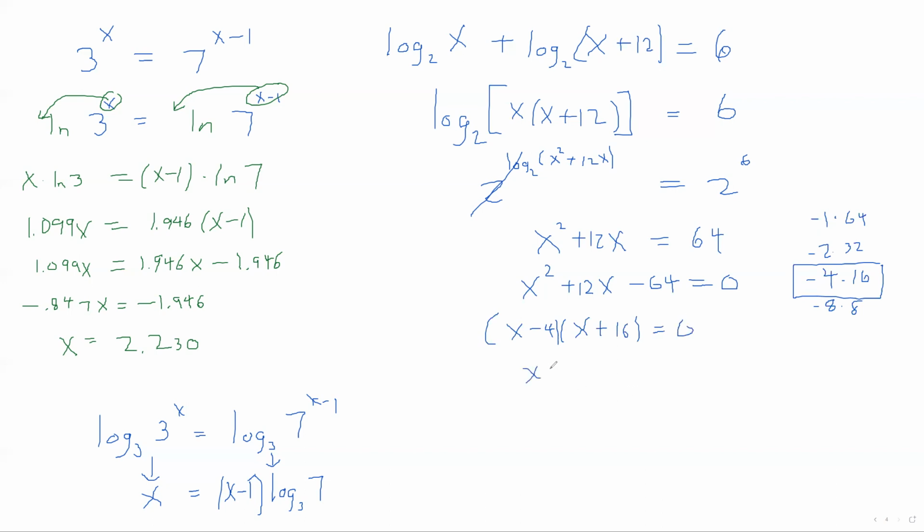So it would appear that x is either equal to 4 or negative 16. So that's the answer, right? 4 or negative 16? Not yet. There is a slight problem. What happens if we try to plug in negative 16 to the original equation?